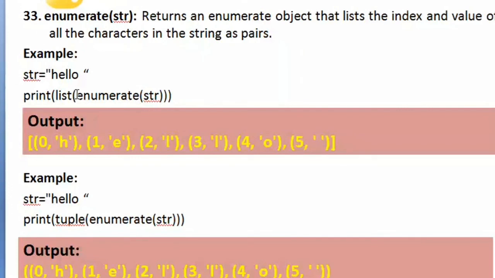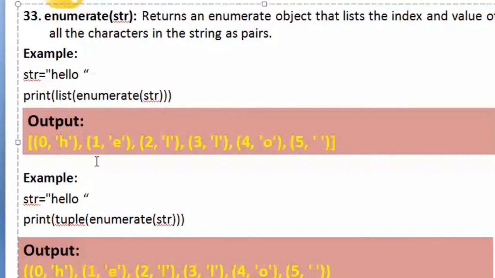It returns an enumerate object that lists the index and the value of all the characters in the string as pairs. I have given hello and see that I have given a space after hello also. Even that space is counted in the index. Since I said it's a list, and as enumerate gives pairs of index and value, the first index is 0 with the character h. So 0 and h are paired. You can see there is a square bracket, which means it's a list. And 1 e, 2 l, 3 l, 4 o and 5 the space. So this is the first one.